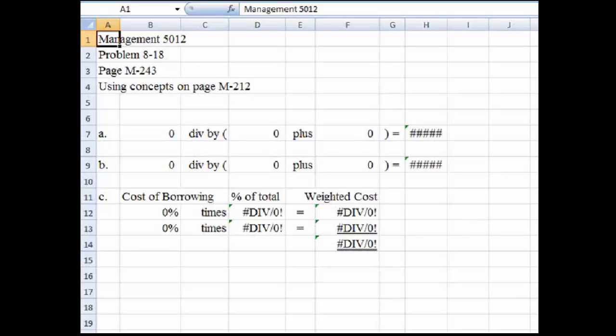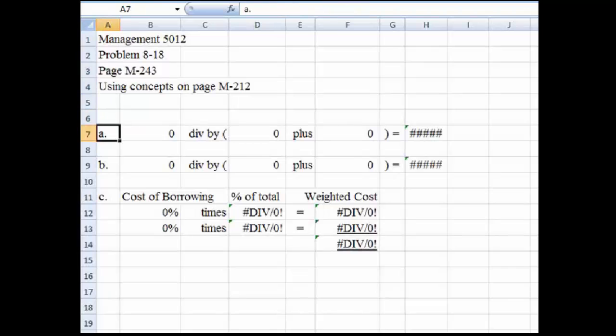The book also indicates that debt financing costs 8% and that the cost of equity financing is 18%. Now, we're not going to get into how to calculate the cost of equity financing. That is a complex subject and is beyond the scope of this class. However, we can use these provided numbers to complete the requirements of this problem.